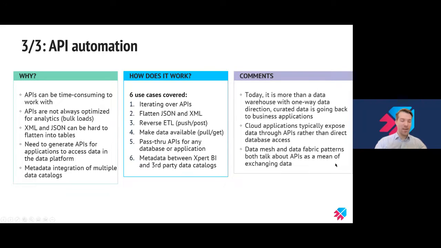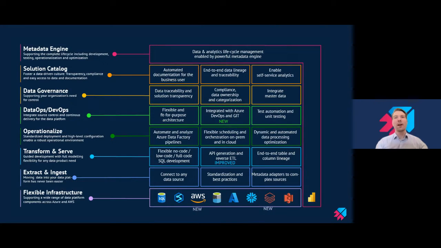So with that, we are getting close to the time here, so I'll just give you the highlights of the overall set of capabilities in Xpert BI, and also marked some of the new features we talked about. For instance, AWS coming into the infrastructure, Databricks being added. We discussed the integration with source control with DevOps and Git. And lastly, the API generation and reverse ETL as an example of that.